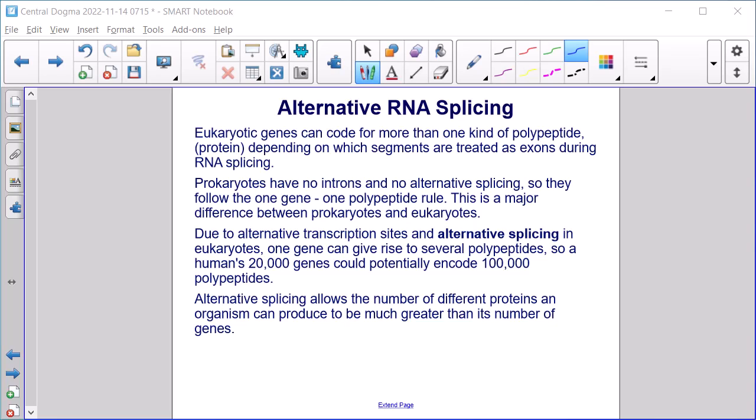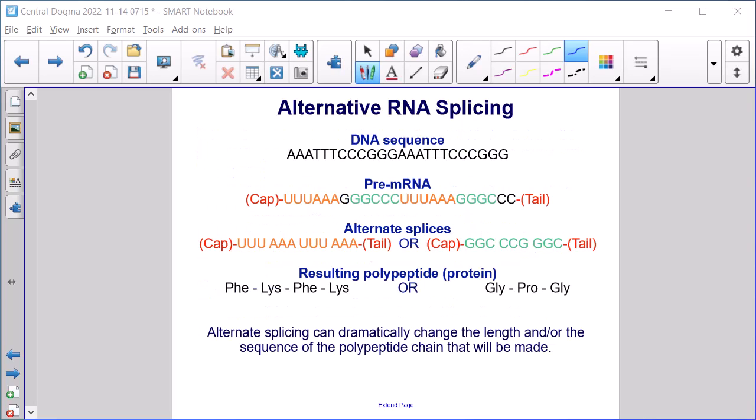Due to alternative transcription sites and alternative splicing in eukaryotes, one gene can give rise to several polypeptides, so a human's 20,000 genes could potentially encode 100,000 polypeptides. Alternative splicing allows the number of different proteins an organism can produce to be much greater than its number of genes. So here's an example.